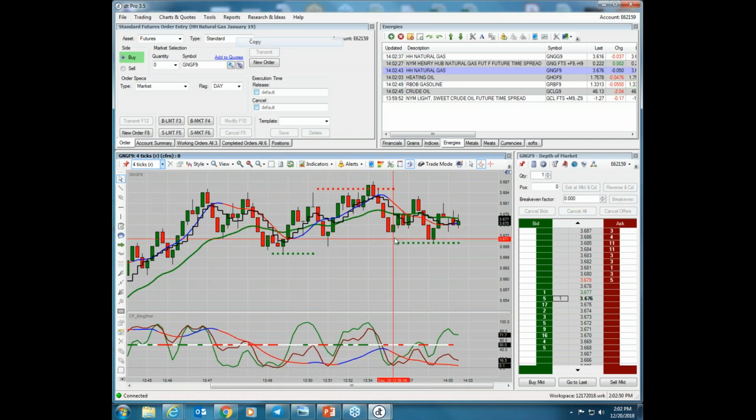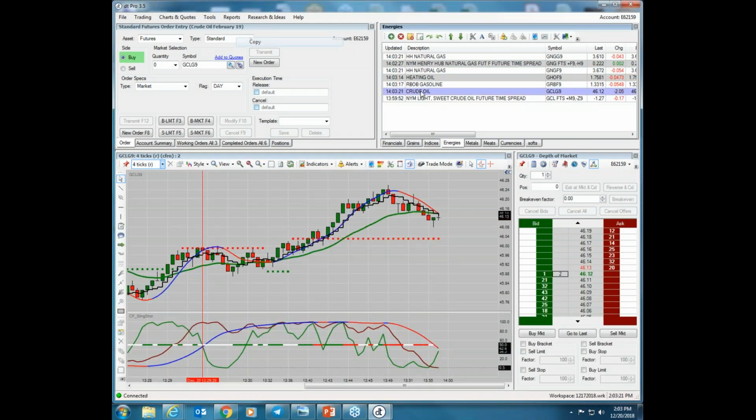Natural gas is messy. This is perfect. Perfect picture of a market trading sideways. Notice, dynamic support and resistance are side by side. That's a big clue. We're sideways. And look, we have a double bottom here. We have a double top here. There's no action to be taken here in the natural gas. That's a good one to point out because you want markets that are trending.